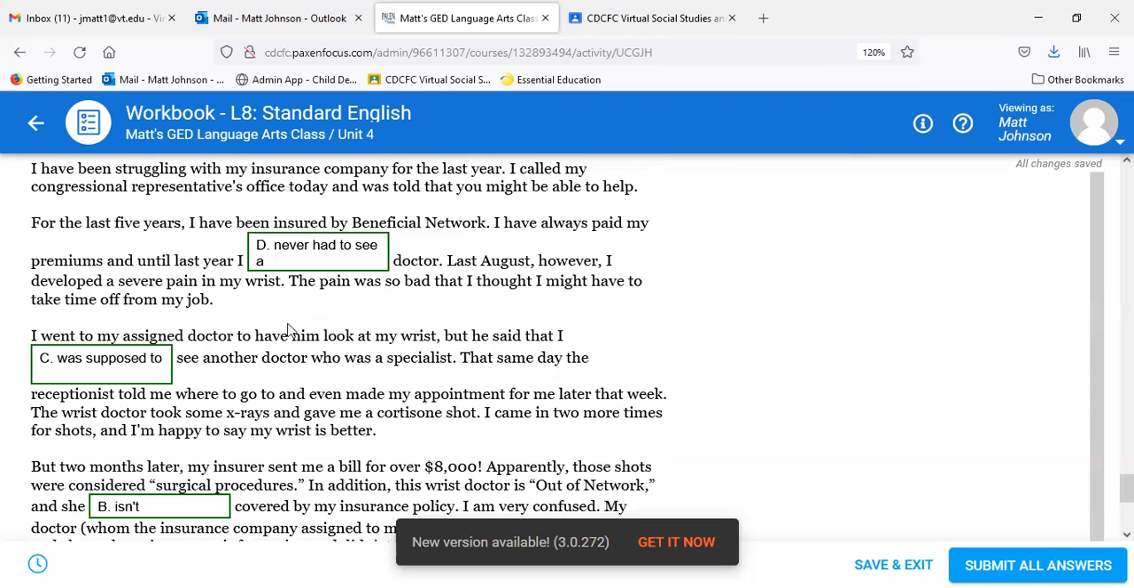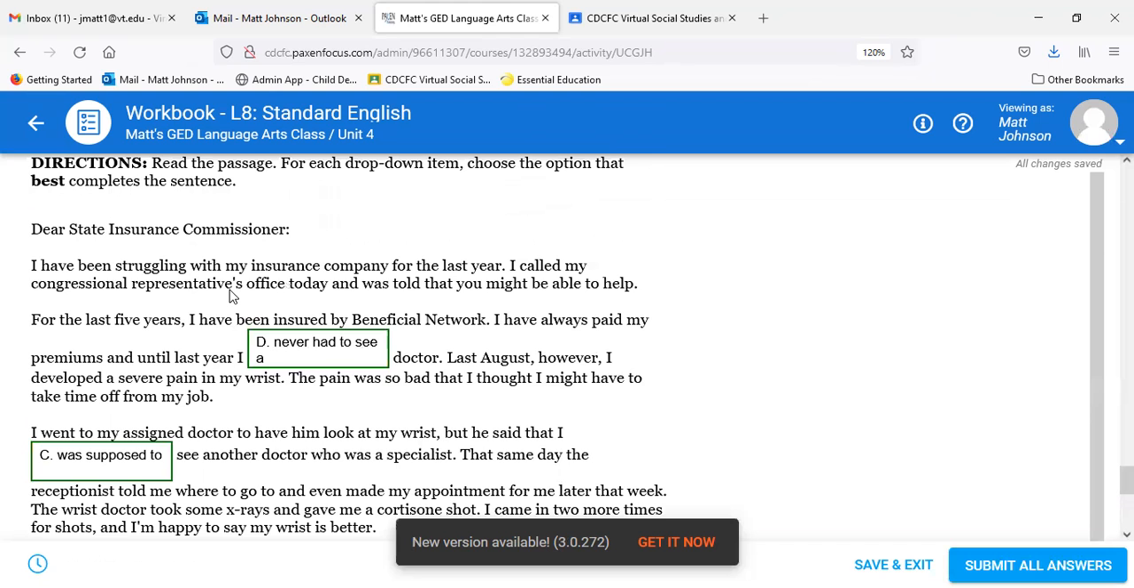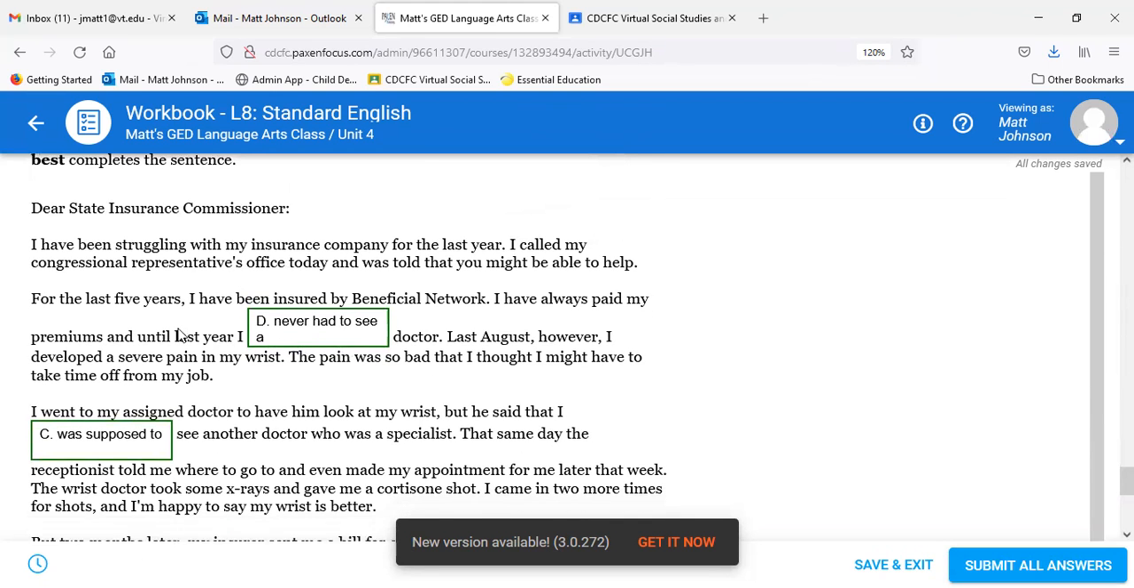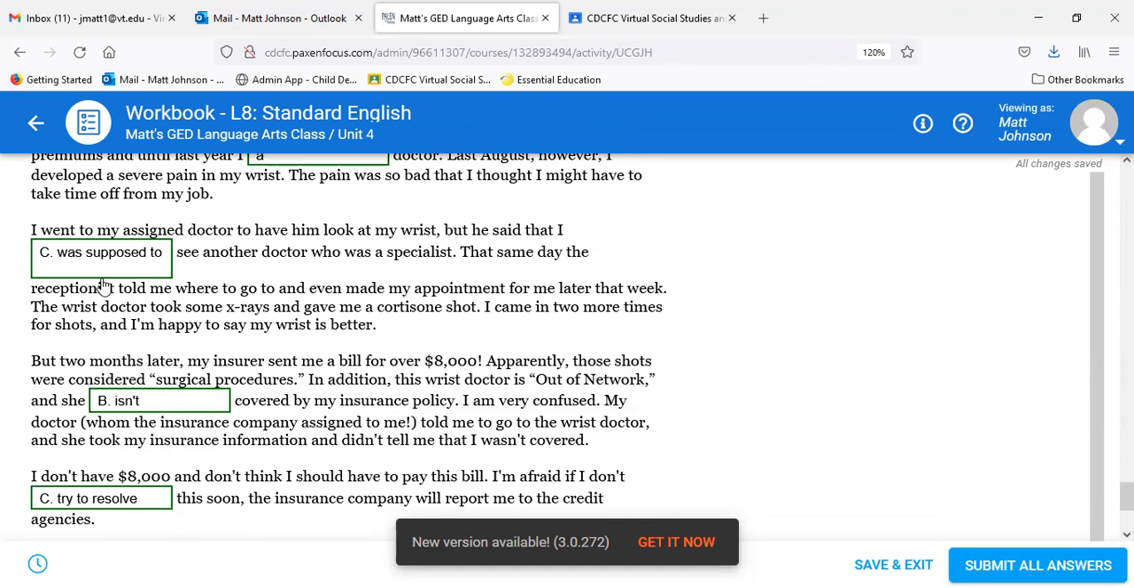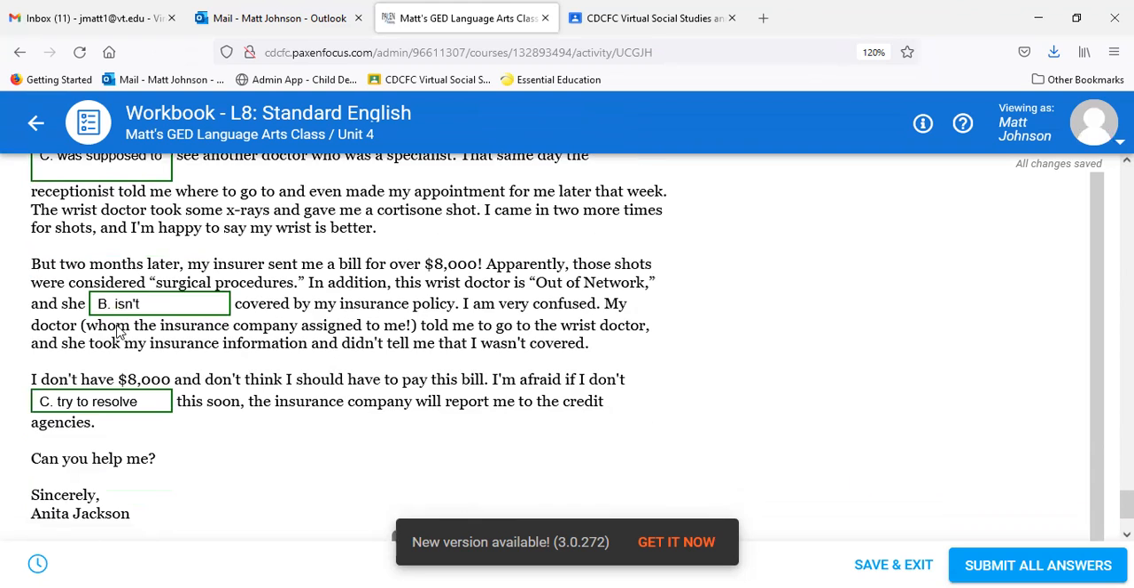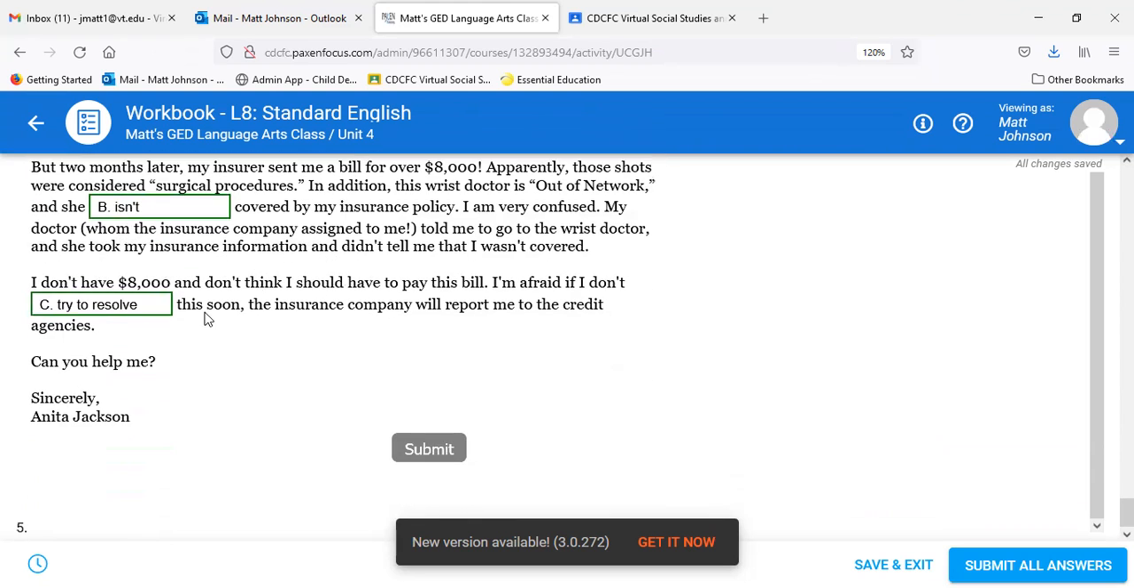So never had to see a doctor, avoiding the double negative, was supposed to, make sure we have the right form of suppose or use in a sentence, isn't straightforward. And she isn't covered by my insurance policy, avoiding double negatives. Try to resolve this soon using to instead of and. All right.